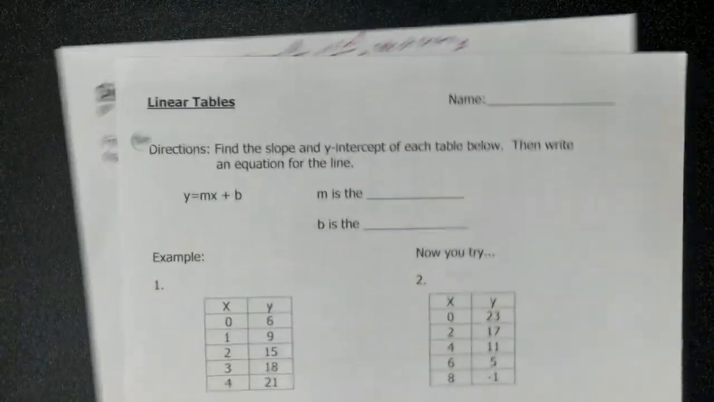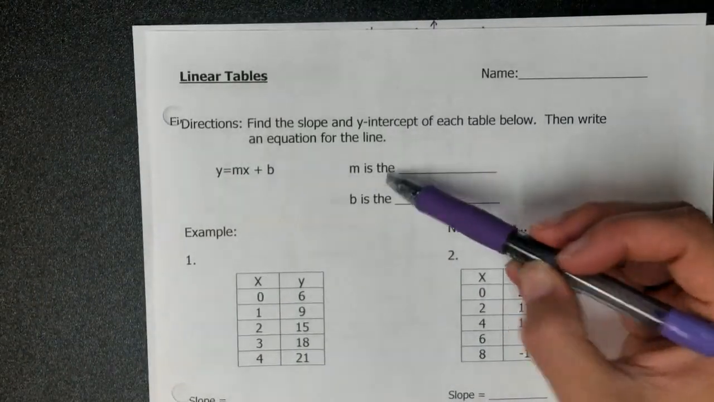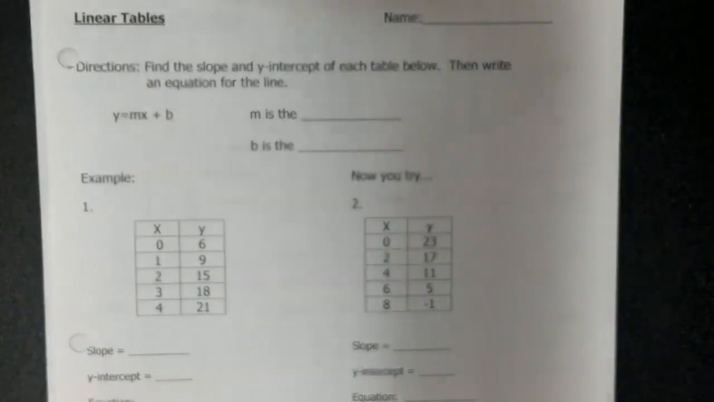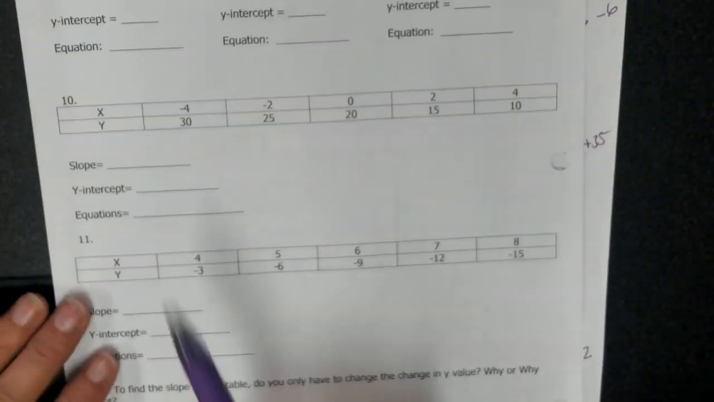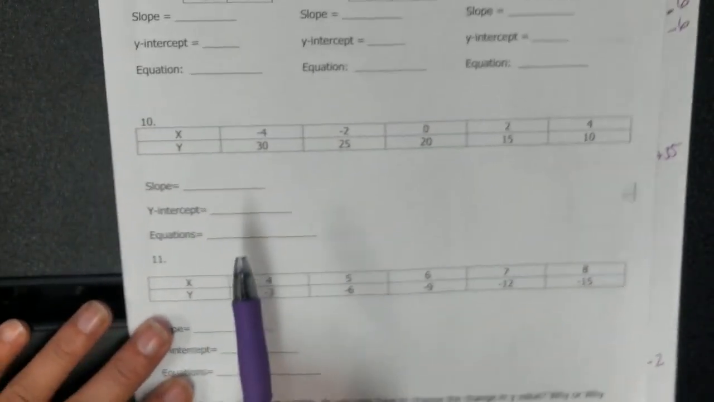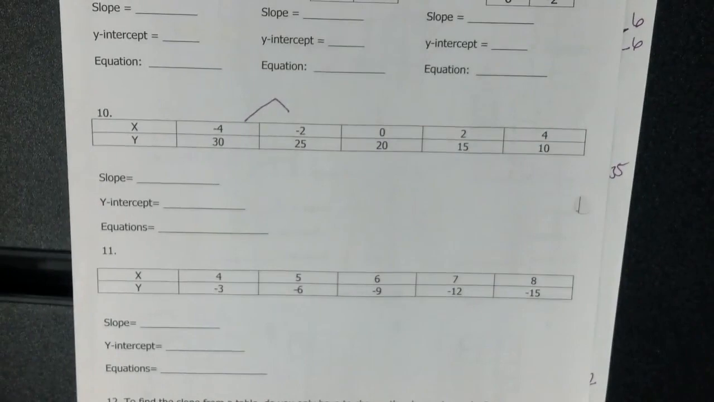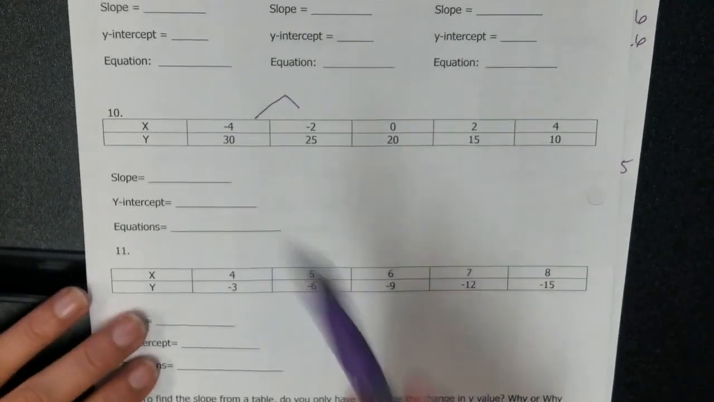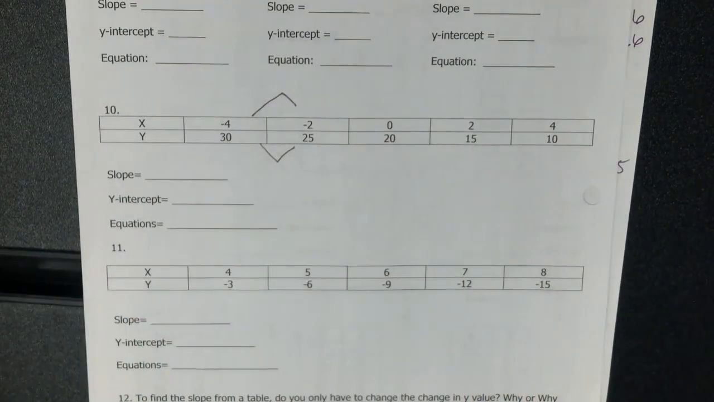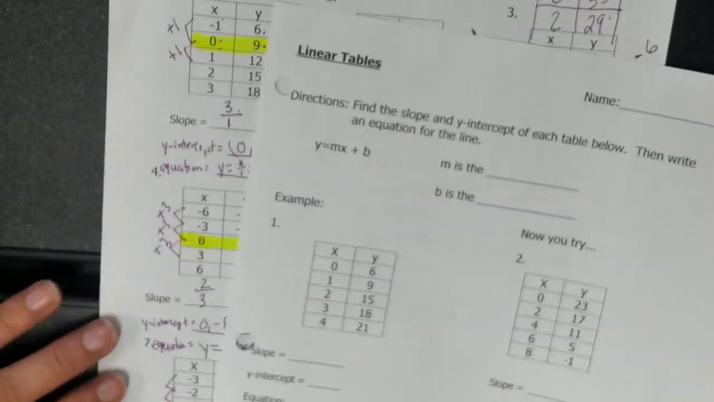It says linear tables, slope, y-intercept for all of them. Okay, they go down here. On the back, same thing for 7, 8, and 9. Now, 10 and 11, you're doing the same thing. Sorry, you can't see it. But the tables are horizontal. So you can find the change in x and the change in y. They're just going horizontal. Okay, so this paper is going to be due on Monday, the linear tables paper.